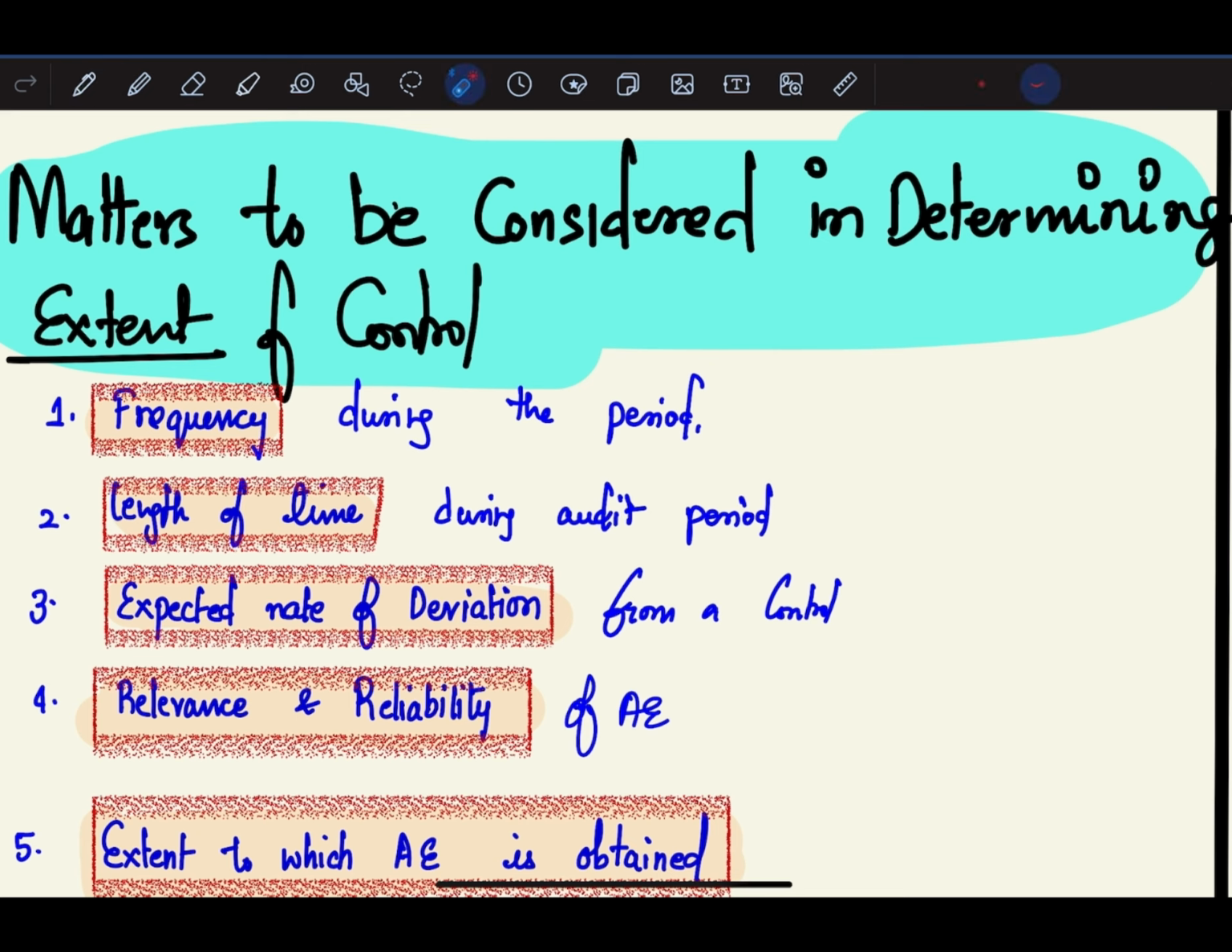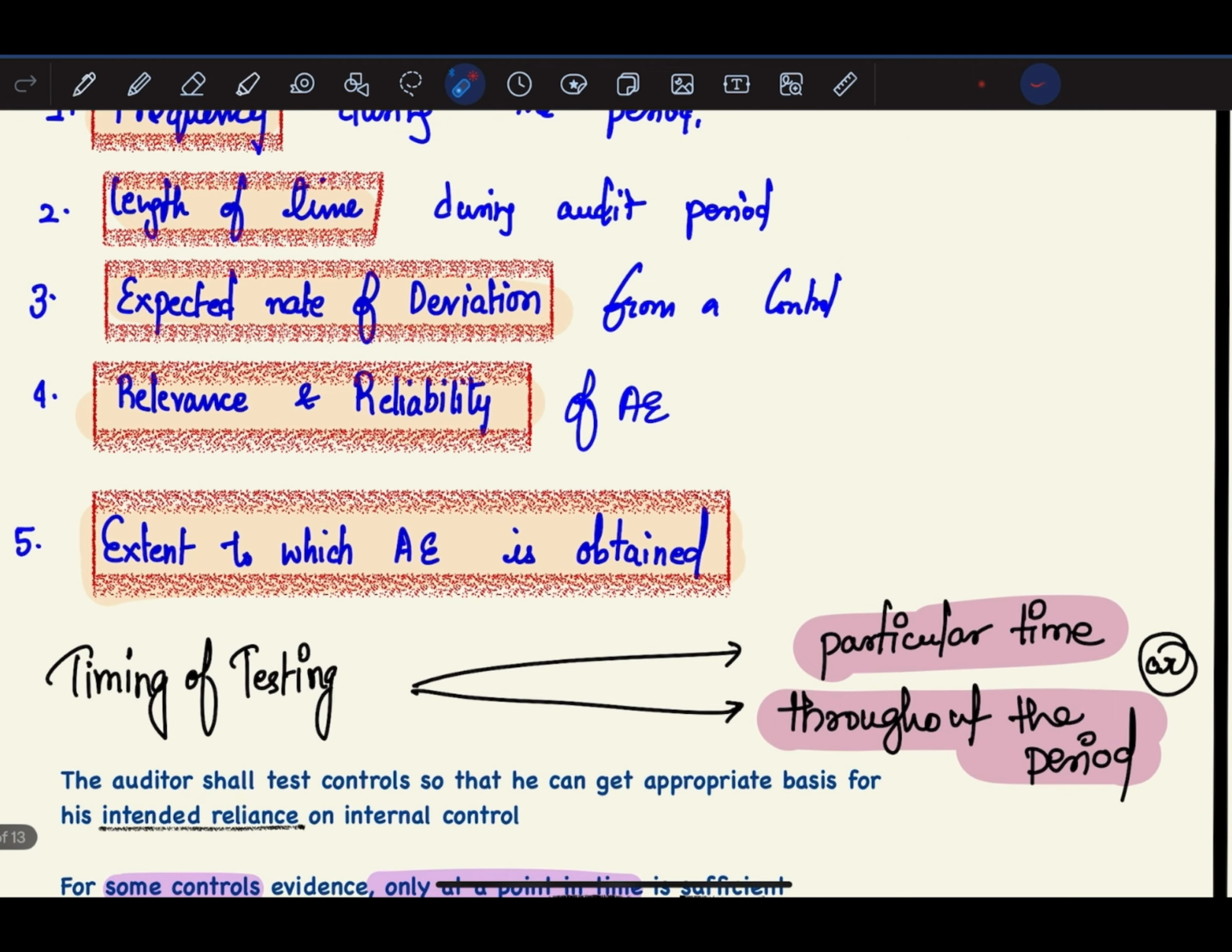So the frequency of performance of the control by the entity during the period. How frequently is the entity performing that control during the period? Next, the length of time during the audit period that the auditor is relying on the operative effectiveness. So during the audit period, what is the length of time the auditor is relying on the control? Next, expected rate of deviation from a control. So what is the expected rate of deviation?